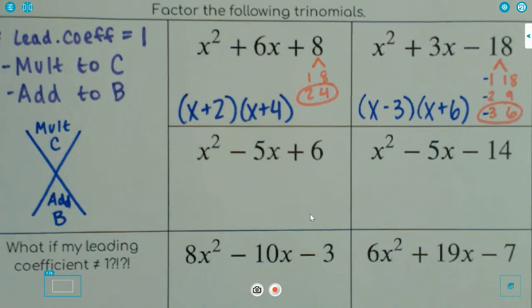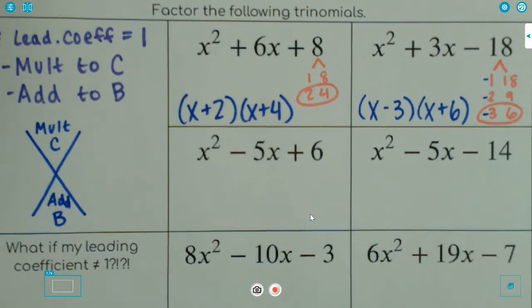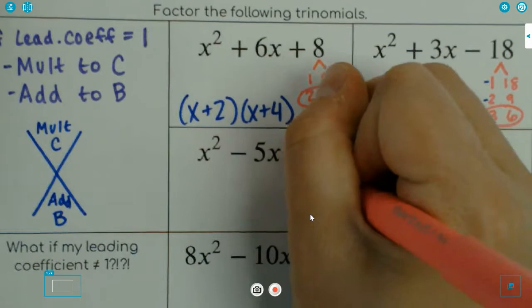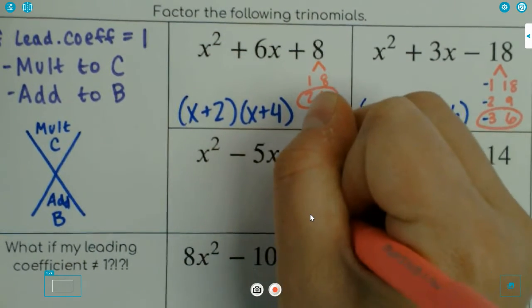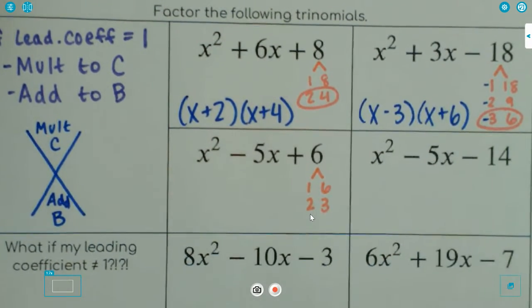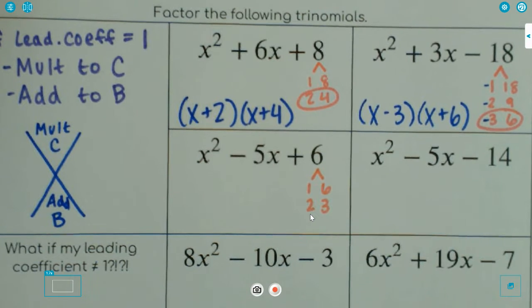Okay, next one, we need to multiply to 6 and add to 5. Numbers that multiply to 6 are just 1 and 6 and 2 and 3. Those add to 7 and 5. And I know I need them to be positive because I have to multiply to be a positive. How else can I multiply to be a positive?